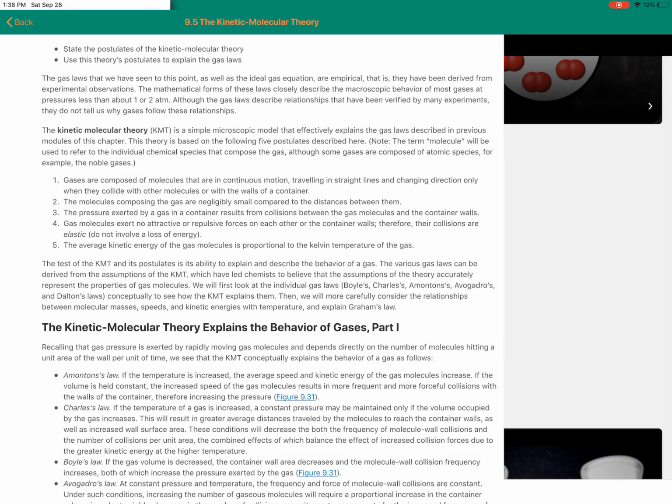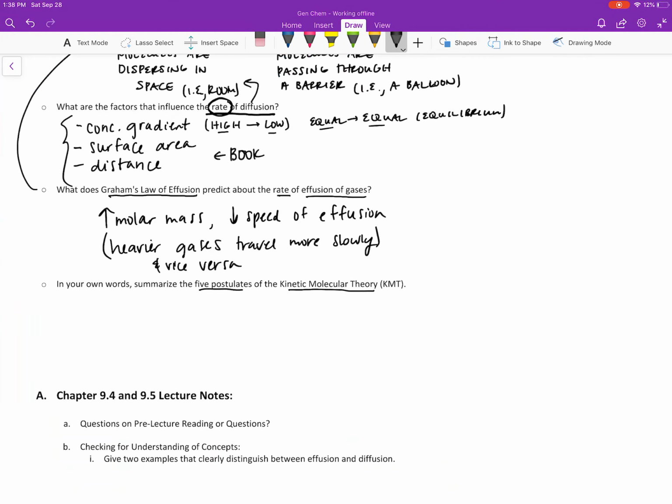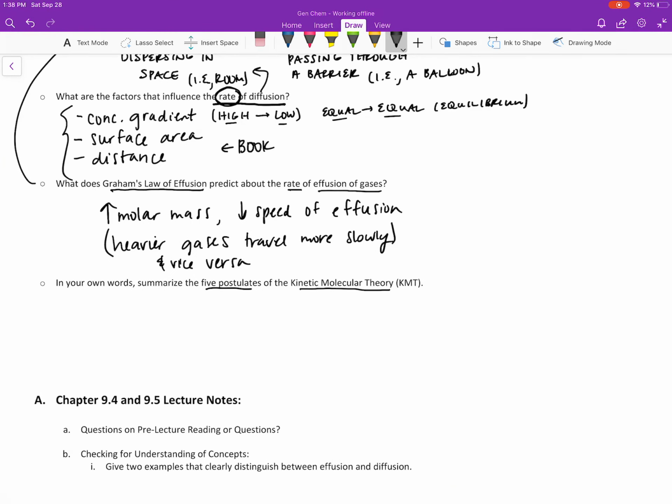Okay, so I'm going to take these and then put them into my own words. So your words may be different than mine, and that's okay. So my first takeaway is that gases are always moving. Okay, so that's my first one.